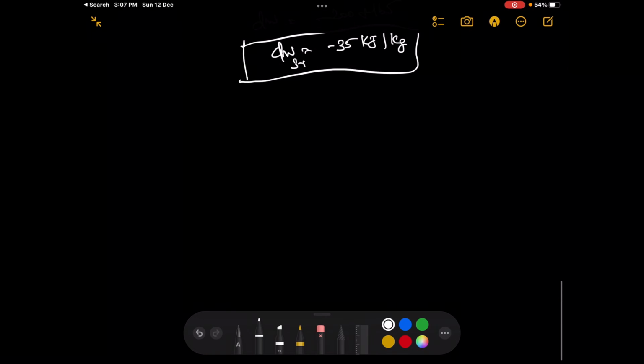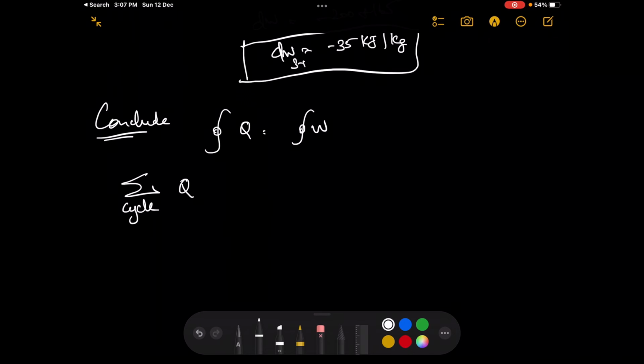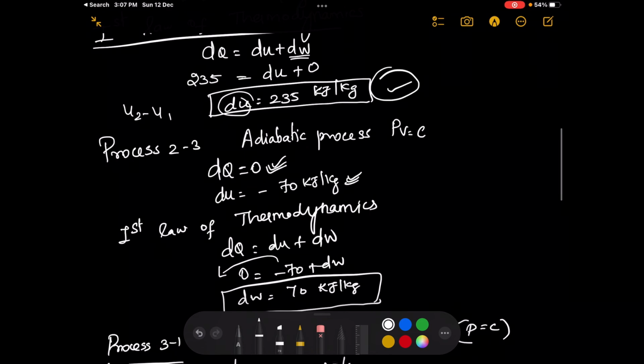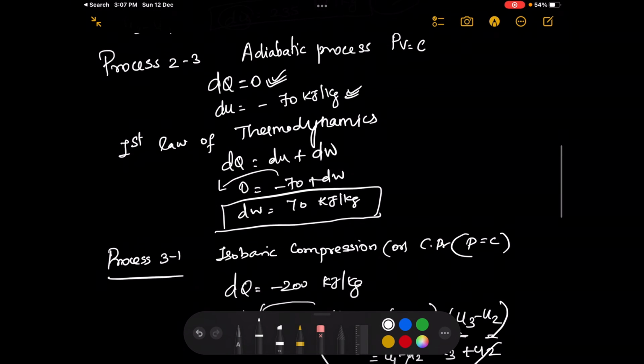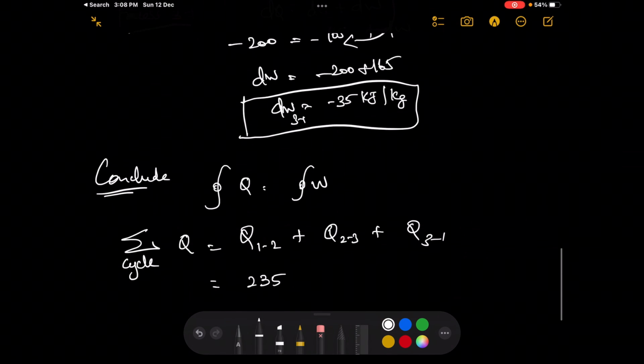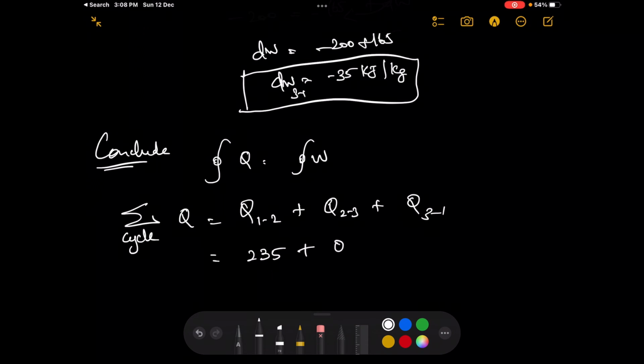Finally, to conclude: the cyclic integral of heat transfer is equal to the cyclic integral of work transfer. Here heat transfer is Q12, Q23 and Q31. Q12 is 235, Q23 is 0, and Q31 is minus 200. Substituting all those values, 235, 0, minus 200, the cyclic integral of heat transfer is equal to 35 kilojoules per kilogram.